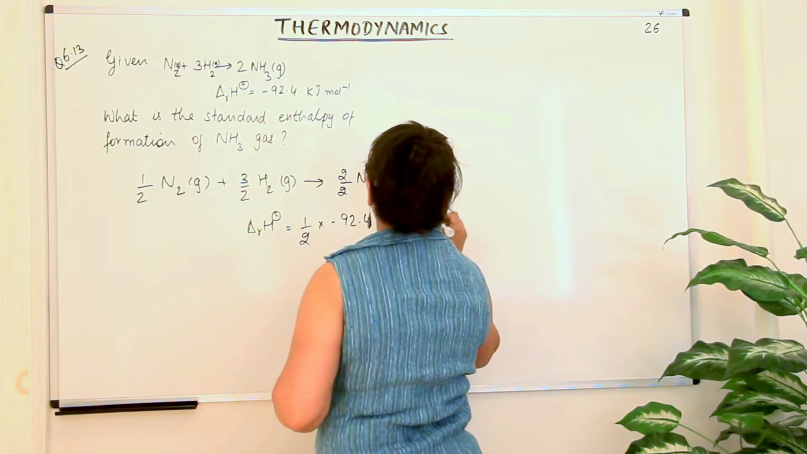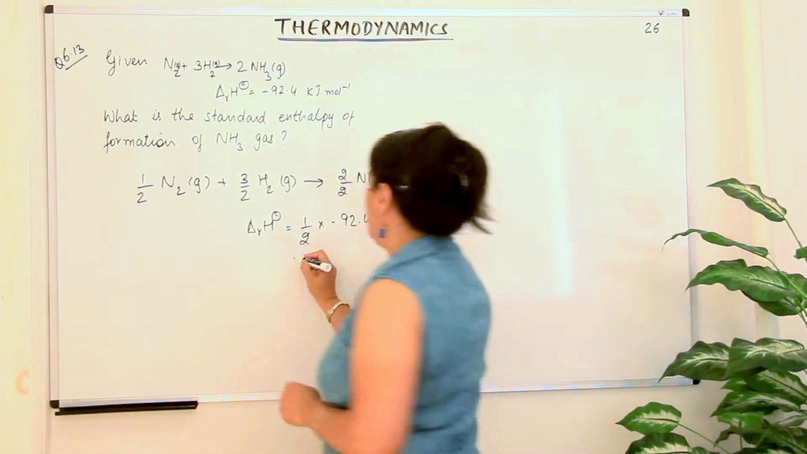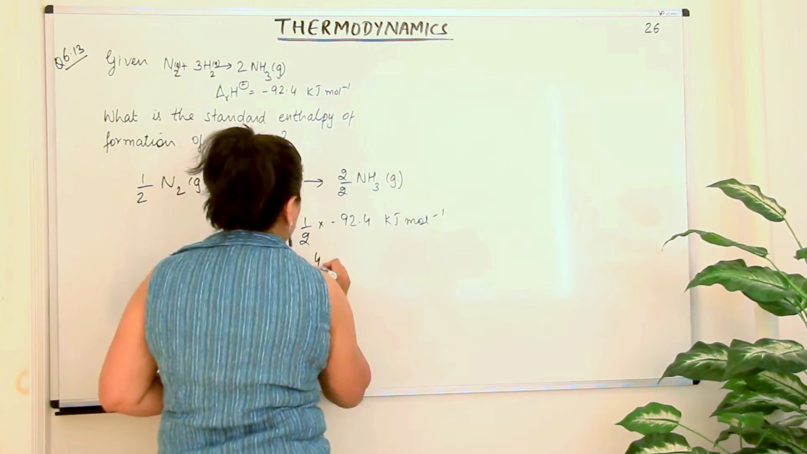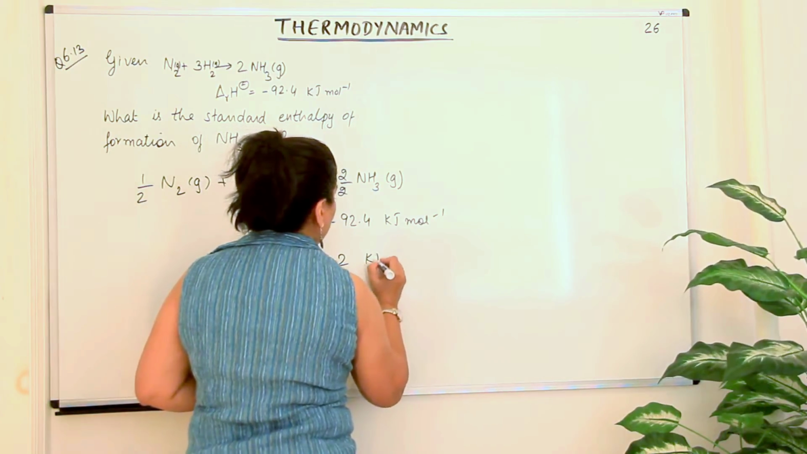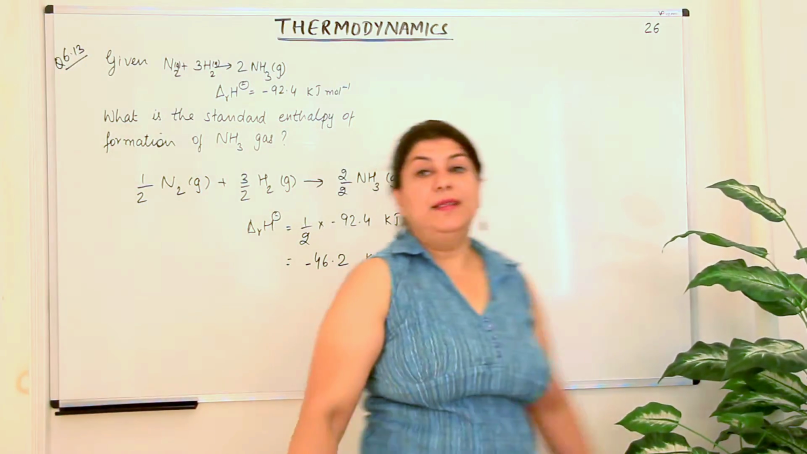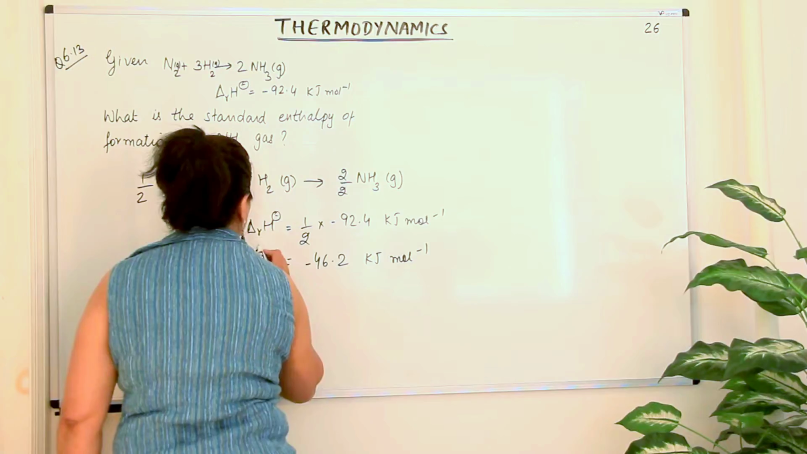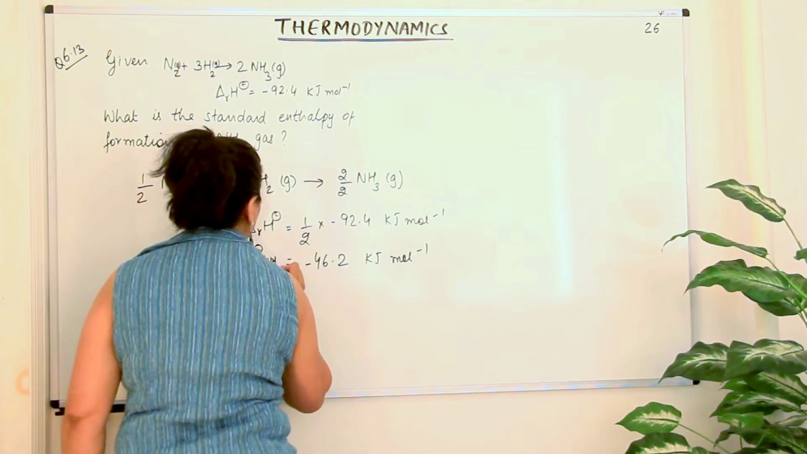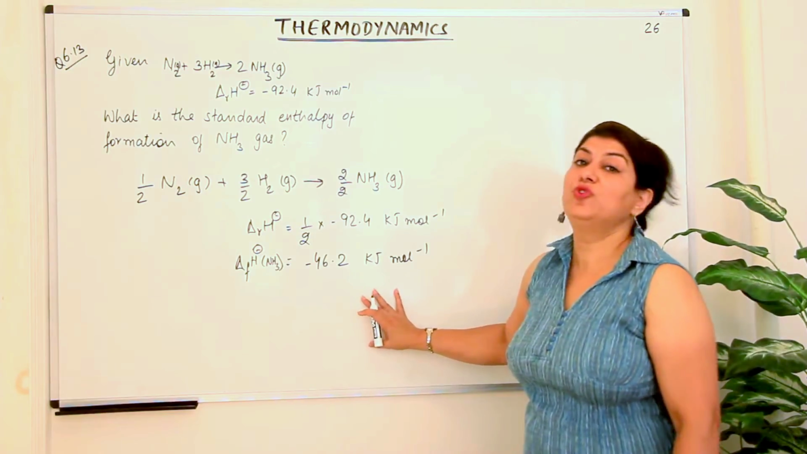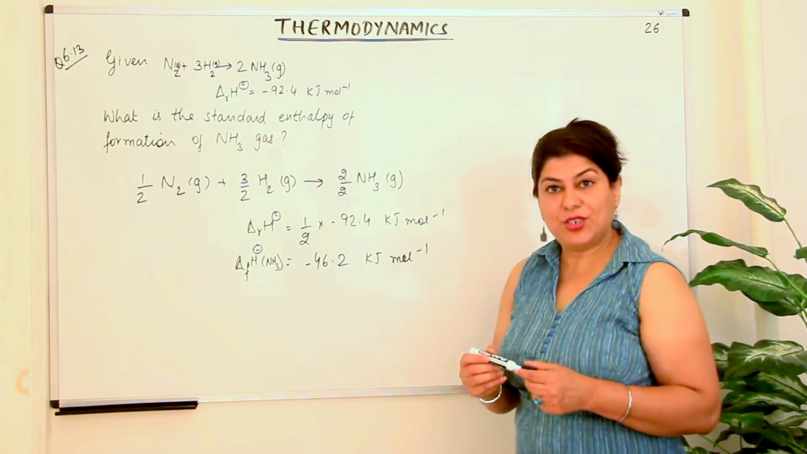kilojoules per mole, would now become half of this. And half of this would be equal to how much? 90 is 45, so 46.2 kilojoules per mole. And since it has a negative sign, we'll say the standard enthalpy of formation of ammonia would be equal to minus 46.2 kilojoules per mole. And this will be your answer. Let us now move on to the next question.